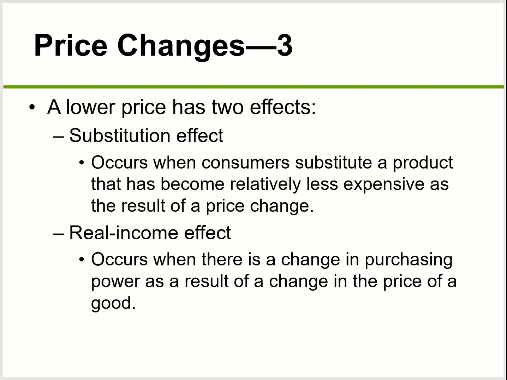All right. So there are two effects you have to know. A lower price leads to a substitution effect and also a real income effect. The substitution effect happens whenever consumers substitute a product that has become relatively less expensive as the result of a price change. So if it's cheaper, we buy more of pizza or Pepsi or Coke.